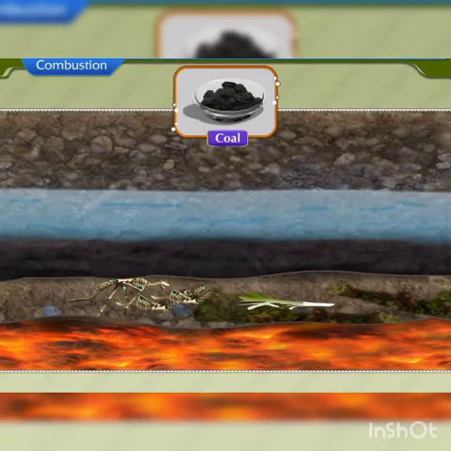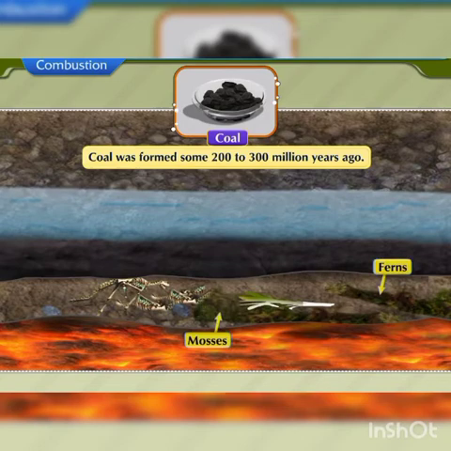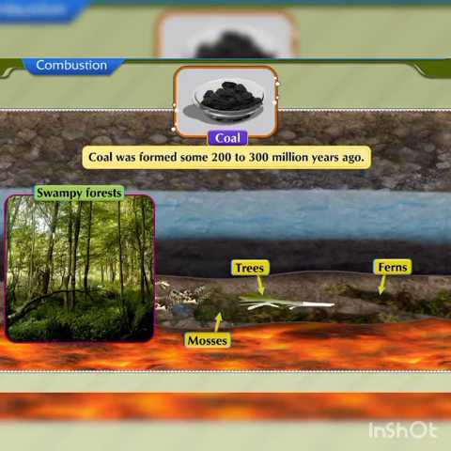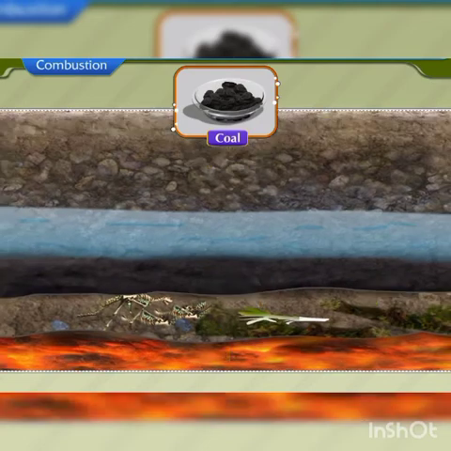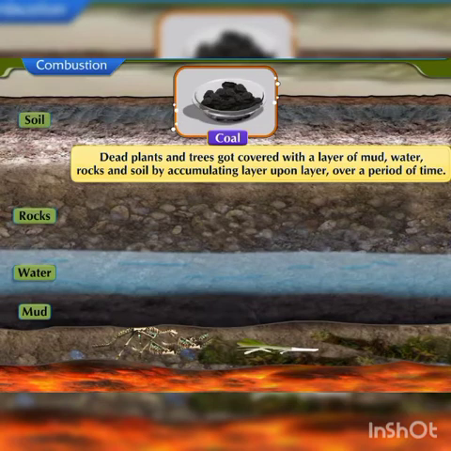How were coal and petroleum formed? Coal was formed some 200 to 300 million years ago from the remains of plants such as ferns, mosses, and trees which existed in swampy forests. As plants and trees died, their remains sank to the bottom of swampy areas. These dead plants and trees got covered with a layer of mud, water, rocks and soil by accumulating layer upon layer over a period of time.